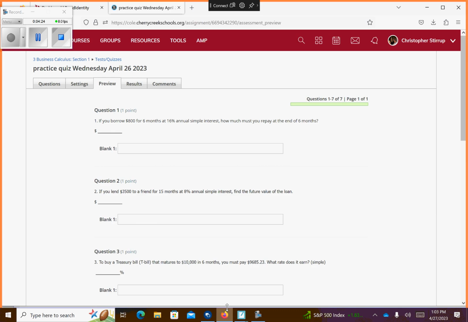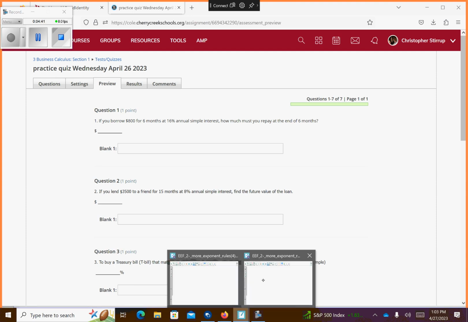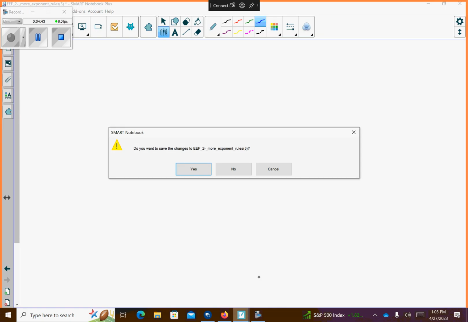All right. The third problem says to buy a treasury bill, a T-bill, that matures to $10,000 in 6 months, you must pay $9,685.23. What rate did you get on this? And this is where you're going to want to jump in with Desmos.